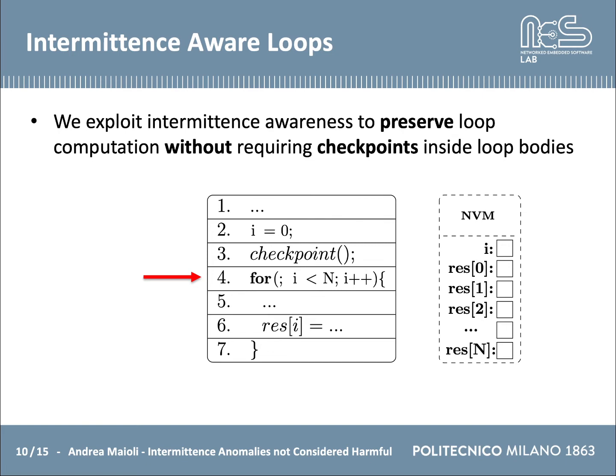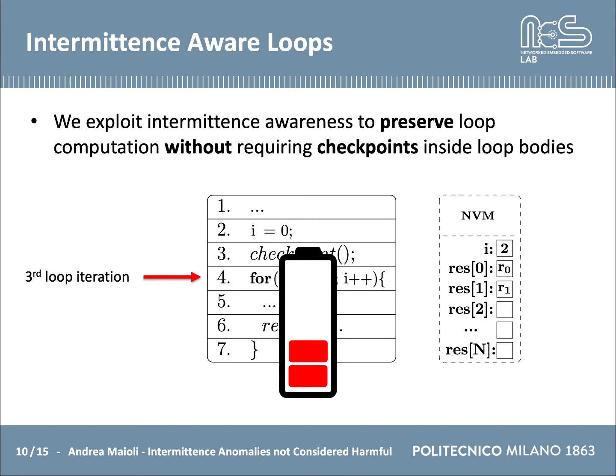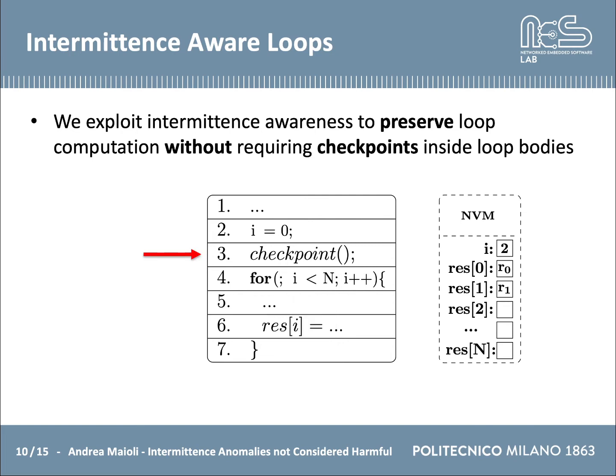We continue the computation until we reach the third loop iteration, and then a power failure happens. When the device has enough energy to restart the computation, we restore the checkpoint and we resume from line 4, which is the loop. Here, we allow the occurrence of a sequence of intermittence anomalies. Since the loop iterator i is non-volatile, it retains the effects that were produced during the previous power cycle, and thus the loop reads the loop iterator i and resumes from the third loop iteration.